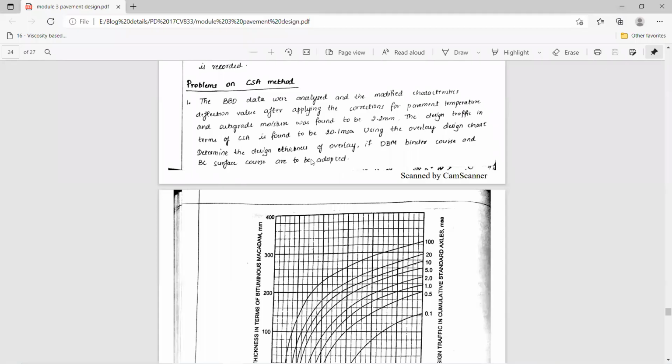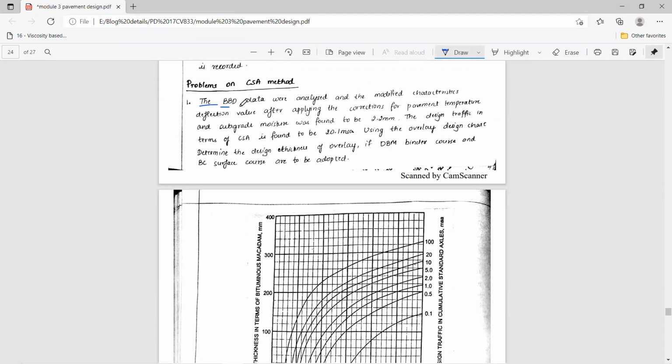Now we are going to solve the problem by using the data of Benkelman beam deflection studies, and also here we are using the formulas related to IRC 37 2001. Based on this we are going to design our overlay. So now let us see the first problem.